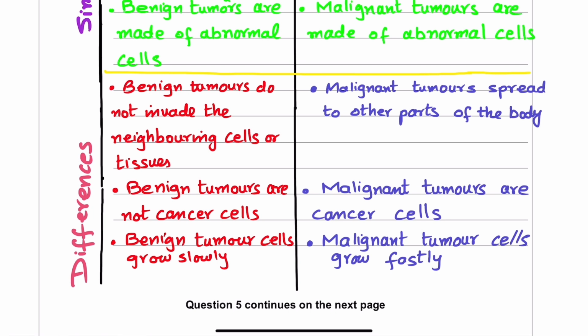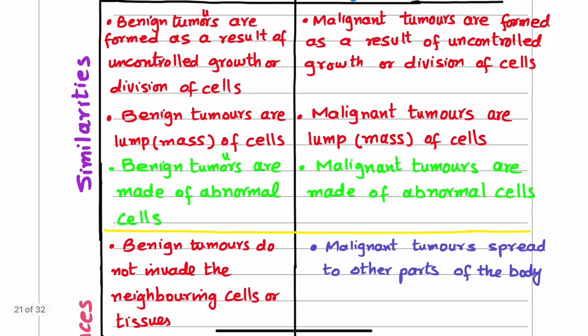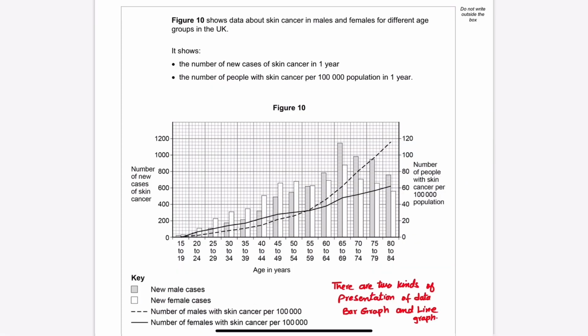The student needs to compare both of them, the benign tumors and the malignant tumors. They need to take 2 options from differences and 2 options from similarities. Figure number 10 shows the number of cases of cancer, related to the age in years. The number of new cases of skin cancer per 100,000 population is along the y-axis, whereas the age groups are given along the x-axis.